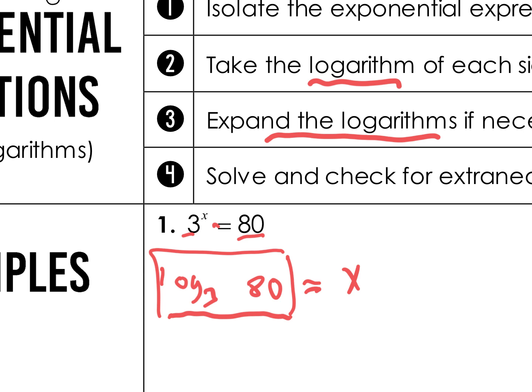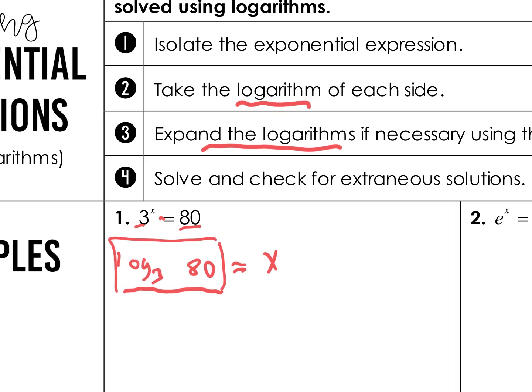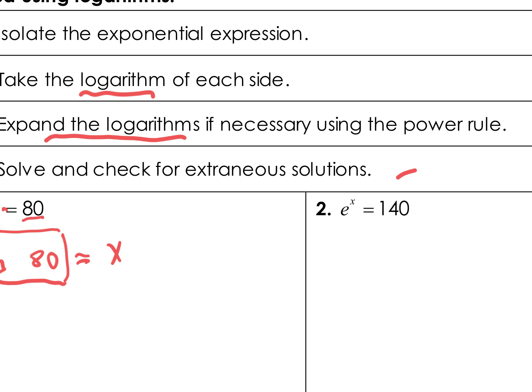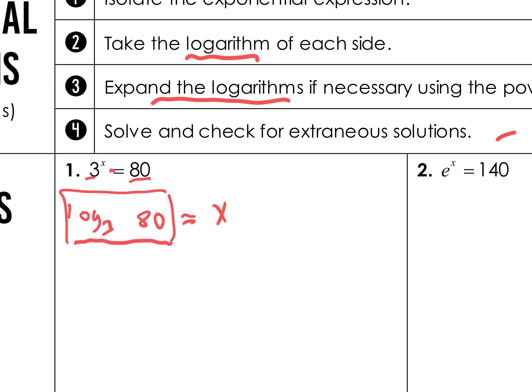It can't be 3 to the 4th is 81, so that's got to be less than 4. Your decimal will be 3 point something. I don't really want to expand it. That's what they wanted me to do here, but that's the exact answer. I'm just going to leave it.